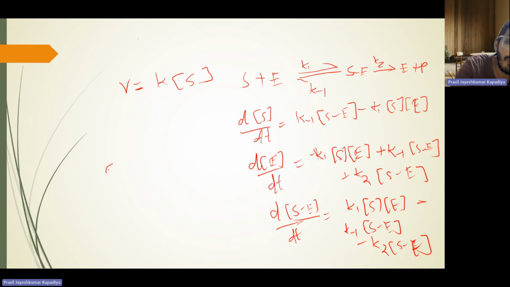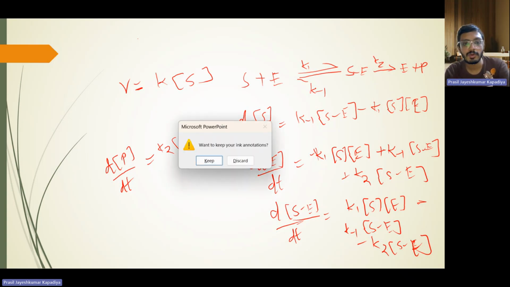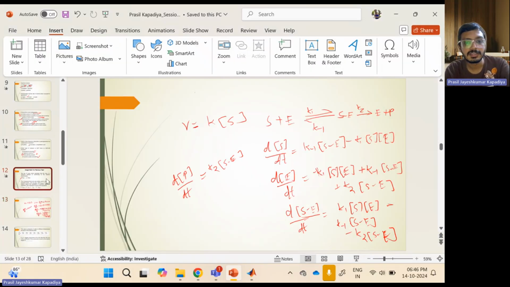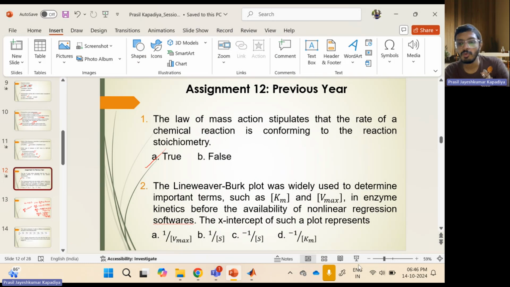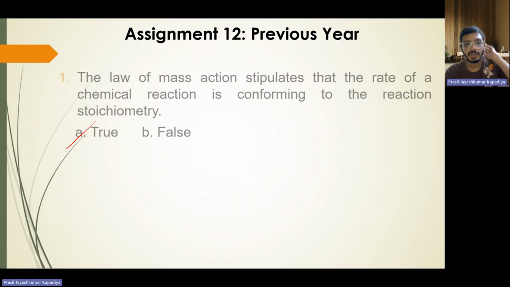And if I want to write down the product formation, that is dP by dt, that is equal to only one term, K2 into SE. This is how we can write down our rate equation. So for this problem, our correct statement is option A. Let's move on with the next problem.